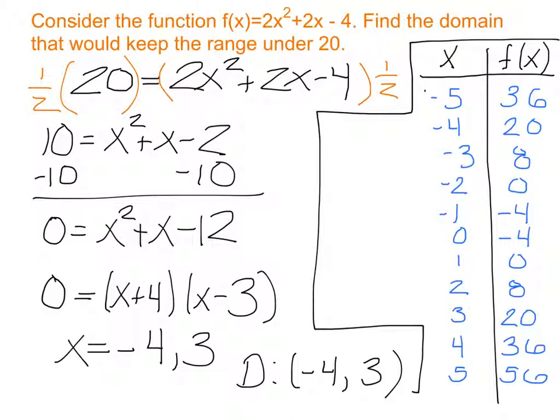I went ahead and wrote in the values that I obtained in that table, and I see that my solution worked. When my x was between -4 and 3, within this area, my f of x, my output, my range, stayed under 20. Anything between -4 and 3 for x stayed under 20 in my range. So clearly this method worked.